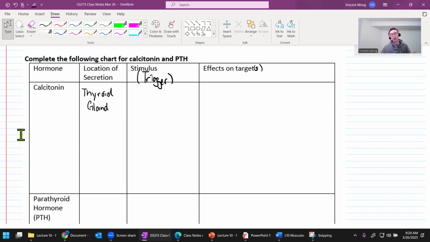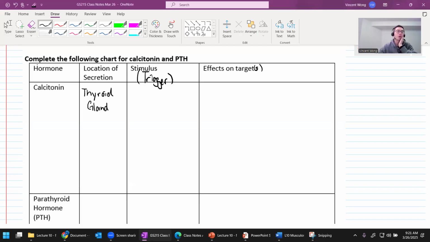Okay, so we already learned aldosterone, ADH, and ANH for the urinary system. And now we're learning calcitonin and PTH. So thyroid gland right here. And what triggers the release of calcitonin? Too much calcium in the blood or not enough calcium in the blood? What's the trigger?